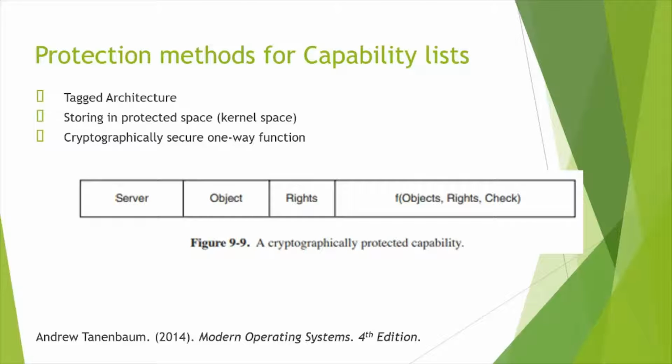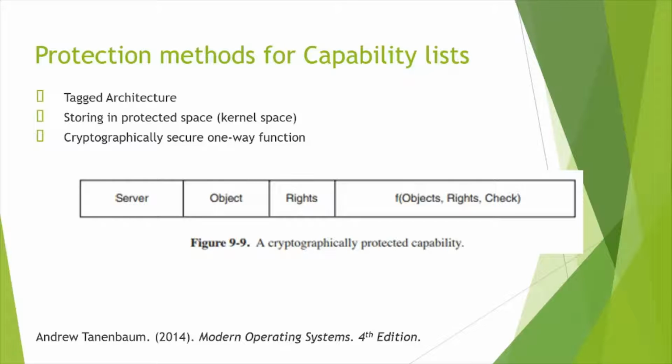So some protection methods for capability lists. C lists must be tamper-proof, and this is because capabilities do not need any sort of user authentication. They're essentially just a key that lets you get through a lock. And that lock does not care who you are, it just cares about what your key is and whether or not it matches the locking mechanism.